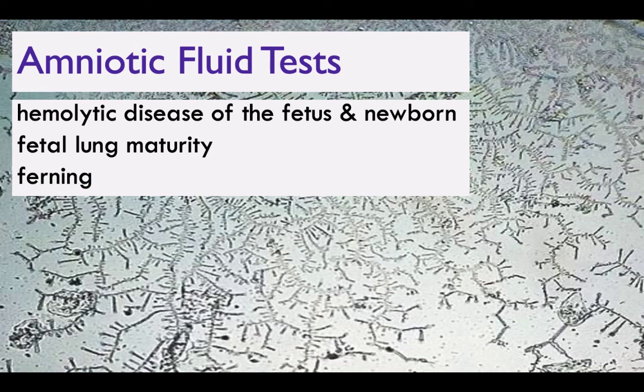So what you do is, if you can get some of that sample, you put it on a slide, you let it dry, and based on the composition, the amniotic fluid will actually crystallize, and it will look like a fern. So that image behind is the crystals spreading out and that ferning happening. And if you see that, that's a sign that yes, there's amniotic fluid in that sample that you received.